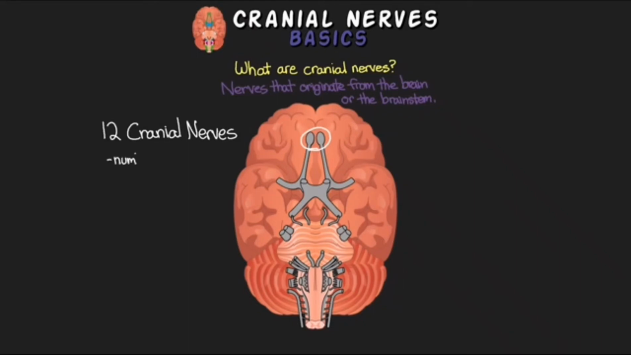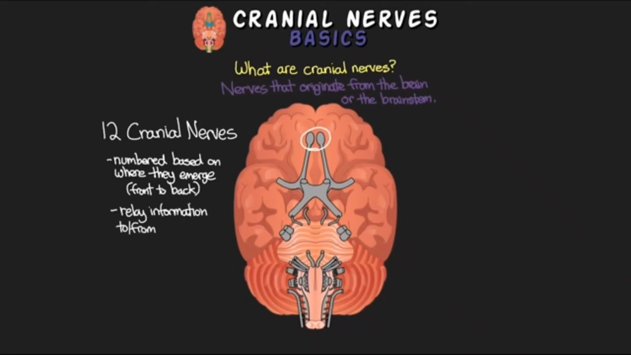Now we use Roman numerals to number these, and we basically number them based on where they emerge from the brain and the brainstem when looking at it front to back. In order to view these cranial nerves, we want to be viewing the inferior surface of the brain, which is what we have going on here. Essentially, these cranial nerves relay information to and from various parts of the body, which are primarily in the head and the neck, and the brain.